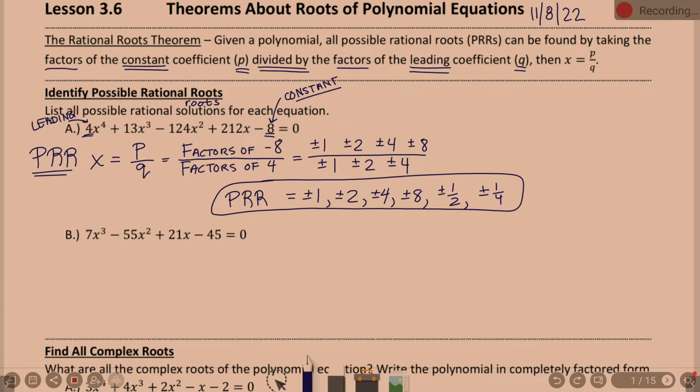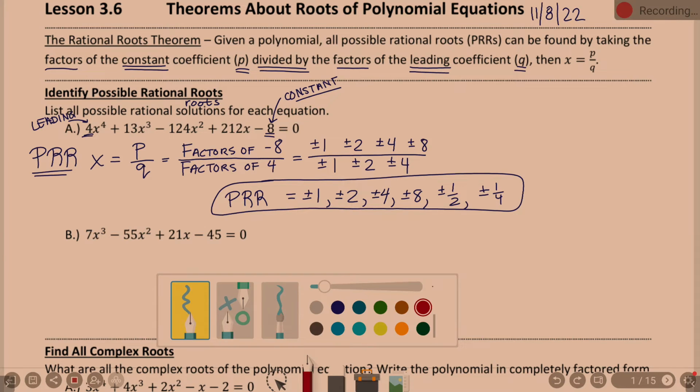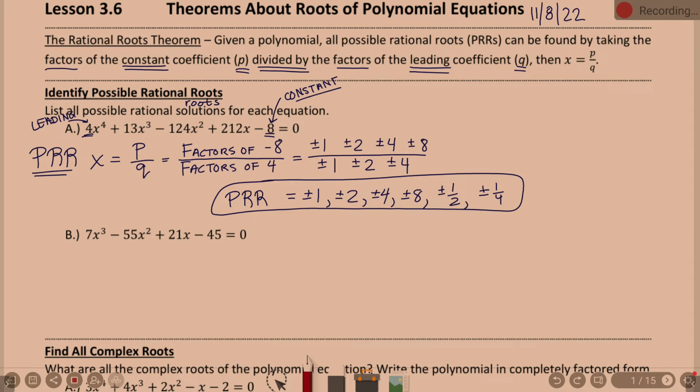Okay, let's try B. Do you know how to find the PRRs, the potential rational roots here? Officially, it's P over Q. Officially, I'm going to say factors of what goes on top?